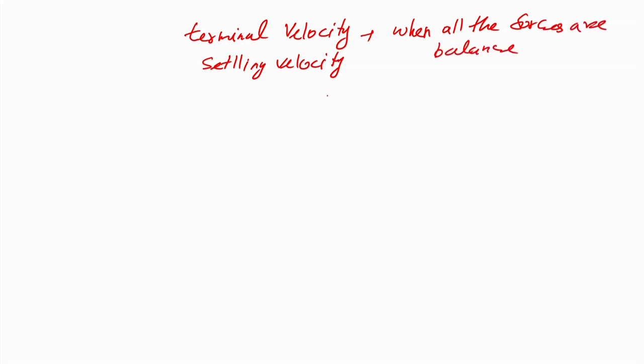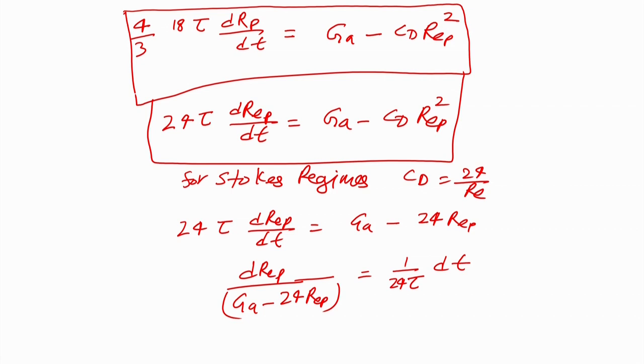It means what? That dv upon dt term is going to be 0. So, it means if I neglect the initial transition period where the particle velocity is changing with time and before it achieves a constant velocity, if I put this dv by dt in the same equation, what will happen? dv by dt is equal to 0.